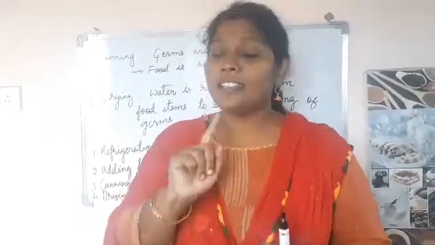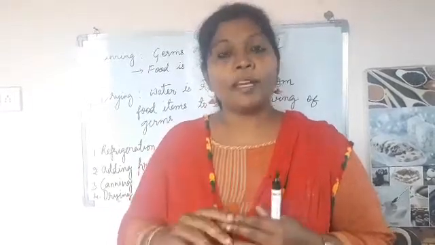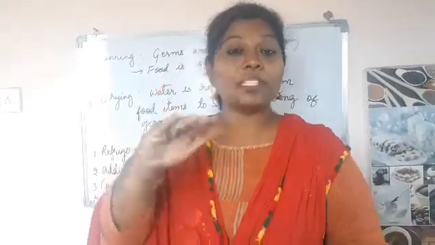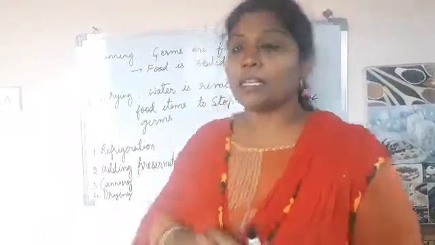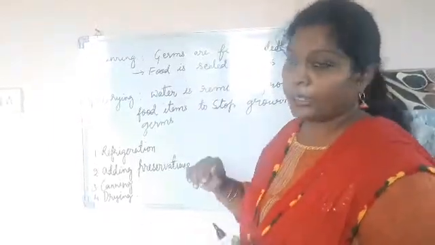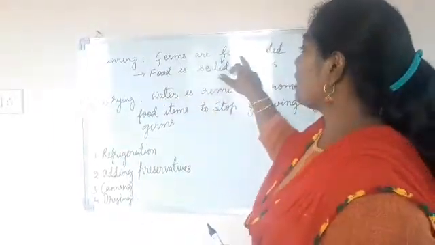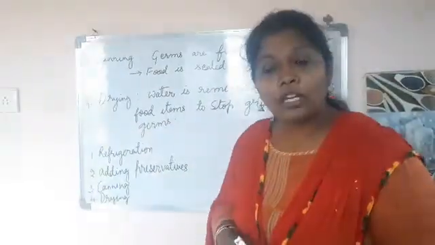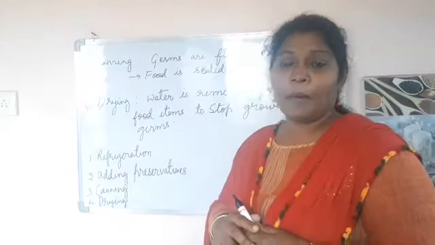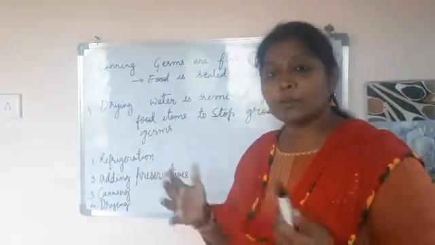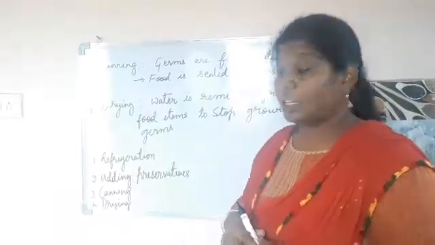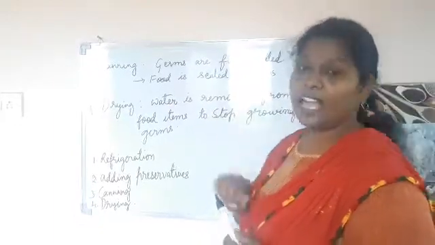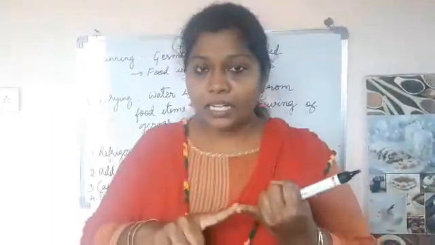In the same way, some food materials are processed and preserved in the form of cans. That method is called canning. So what will be done in this canning? First, germs are killed. They will kill the germs by heating or boiling or cooking. By using any of these methods, first the germs will be killed. Then they will seal the food in the cans. First germs are killed, then food is preserved in the cans.